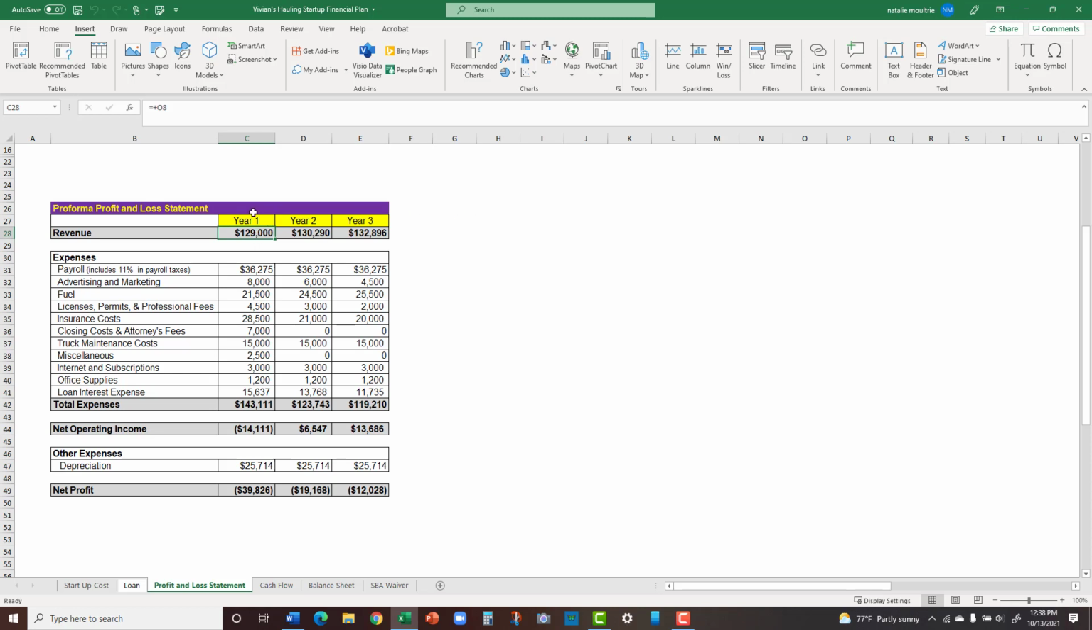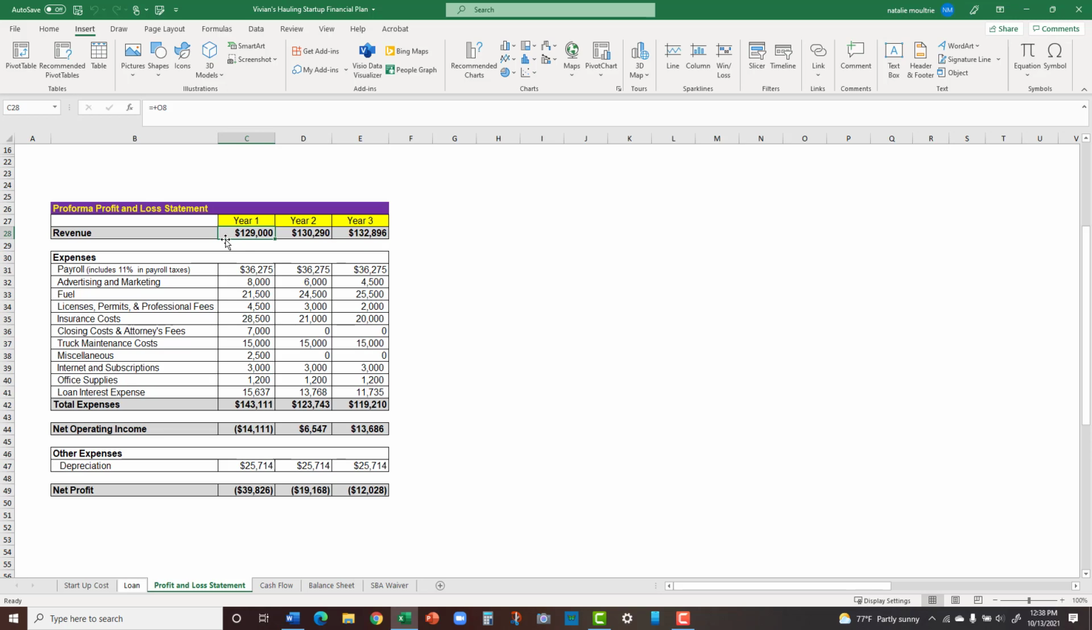All right, so let's start with year 1 and go through each of these line items. Let's start with the revenue. We anticipate that during the first year of business, Vivian's Hauling will generate $129,000. Now, the first thing your lender is going to ask you is, how did you come up with that number? And I want you to be in a position to explain it to them.